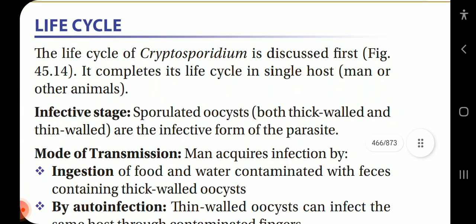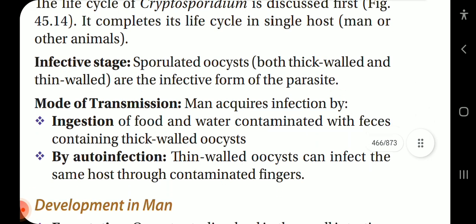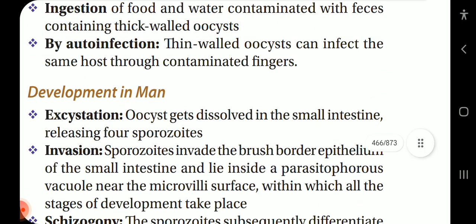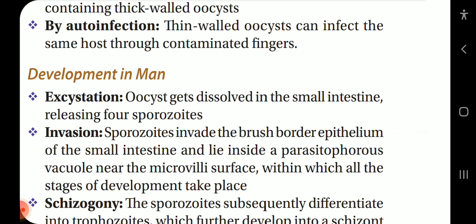Life cycle. The life cycle of Cryptosporidium is discussed. It completes its life cycle in a single host, man or other animals. Infective stage: sporulated oocysts, both thick-walled and thin-walled, are the infective form of the parasite. Mode of transmission: man acquires infection by ingestion of food and water contaminated with feces containing thick-walled oocyst, or by autoinfection. Thin-walled oocyst can infect the same host through contaminated fingers.